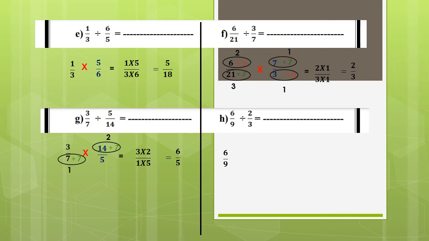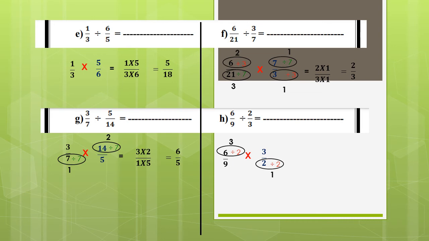6 over 9 divided by 2 over 3, it's going to be 6 over 9 times 3 over 2. 6 and 2 are together in table 2, so I'm going to divide by 2 up and down. 6 divided by 2, which is 3. 2 divided by 2, which is 1.